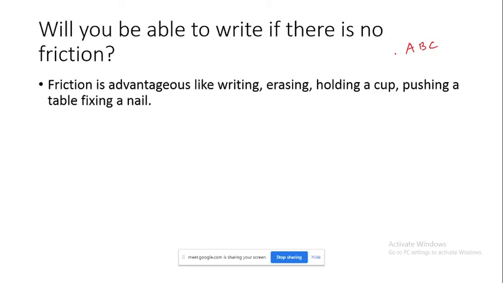So then, if there is friction, what happens? You won't be able to pick up these two things, the nail as well as the hammer, to strike it into the wall. And similarly, you won't be able to strike it because you won't be able to hold it at all, and you won't be able to give that motion there. So now tell me, is friction a good thing or is it a bad thing?